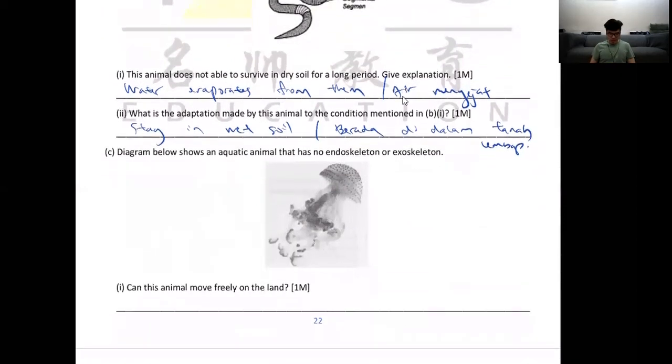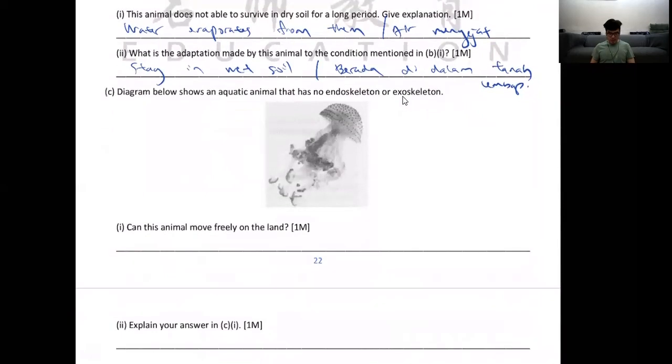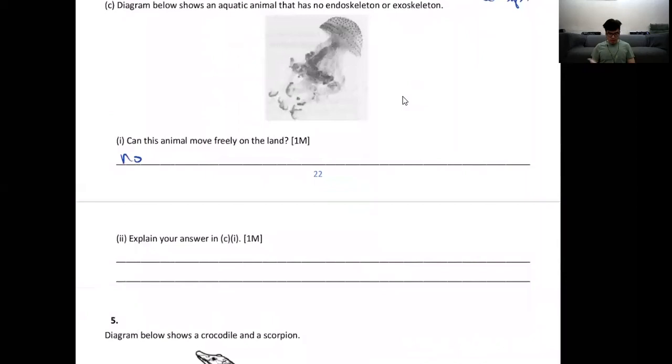Okay, so C, this is an aquatic animal that has no endoskeleton or exoskeleton. Can this animal move freely on land? No. Explain your answer. You can say because it has no muscle, because movement is produced by muscle. So since they have no muscle, then how can they move? That's a jellyfish. Like I said, jellyfish is 99% water. They have only 1% of cells.